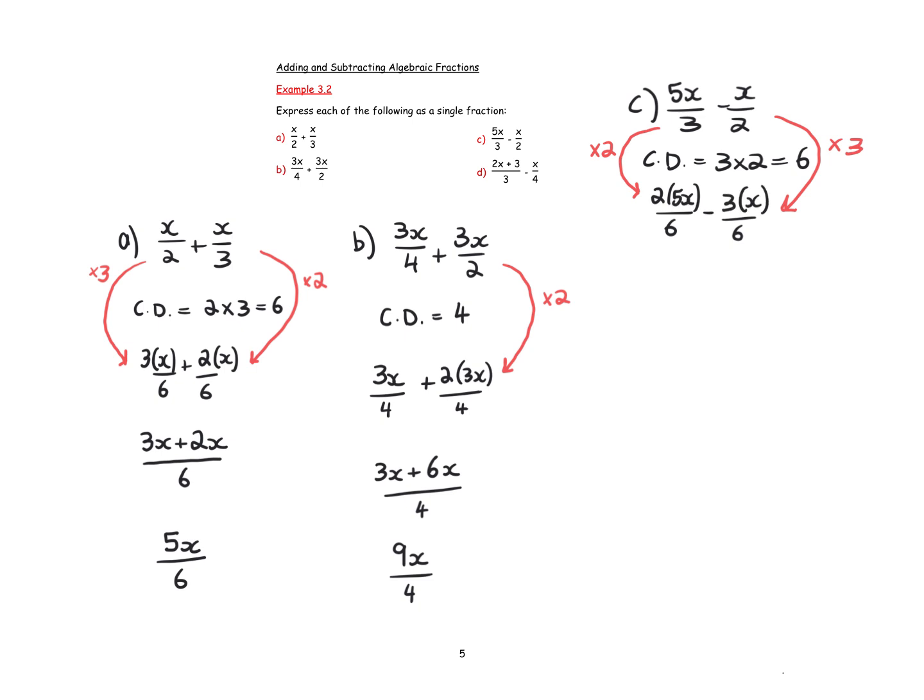As they're both the same denominator, we can write it all over one denominator, and we get 2 times 5x, which is 10x, minus 3x. Subtracting the terms, we have 10x minus 3x, which will give us 7x over 6. Finally, the last one is slightly different, but we do it in the exact same way. So we have 2x plus 3 all over 3 minus x over 4.